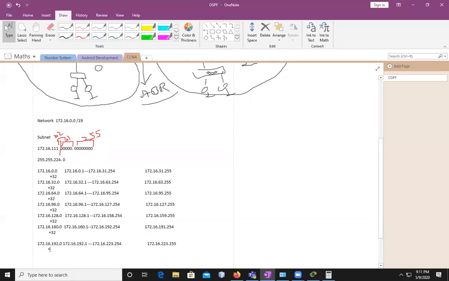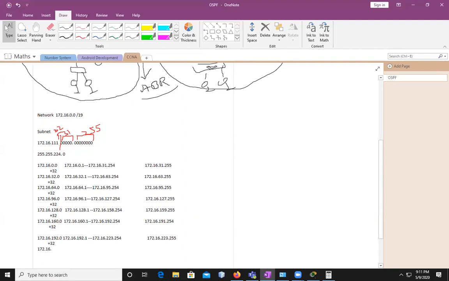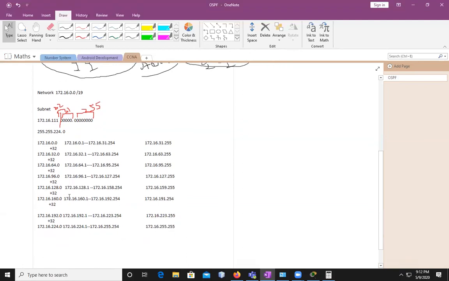Plus 32 again. 172.16.192 plus 32 means 224.0. The broadcast is 172.16.255.255. So the range will be 172.16.224.1 up to 172.16.255.254, right?